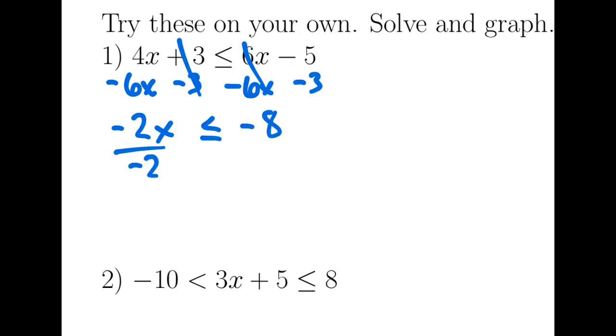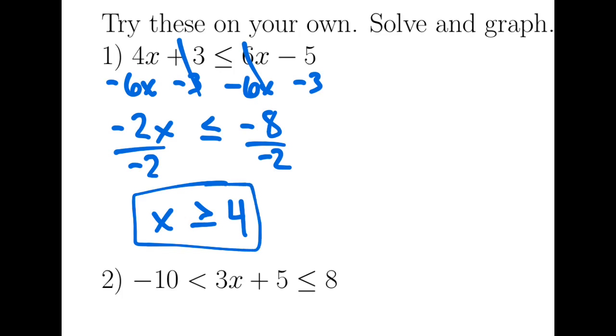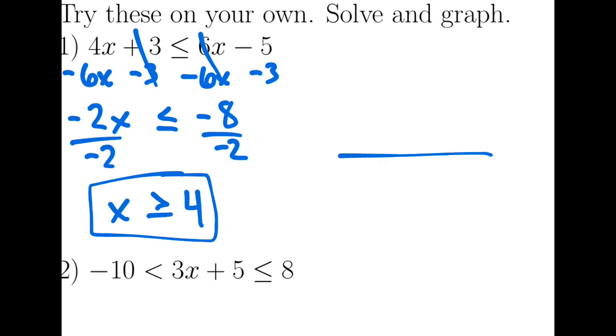So our last step, divide by negative 2. And we end up with x is greater than or equal to, so this is where we flip the sign since we divided by a negative. x is greater than or equal to a positive 4. So that's our solution. But then we can represent that solution with a graph. So 4, 5, and 3, closed dot, right, because we're greater than or equal to 4, and then shaded to the right.